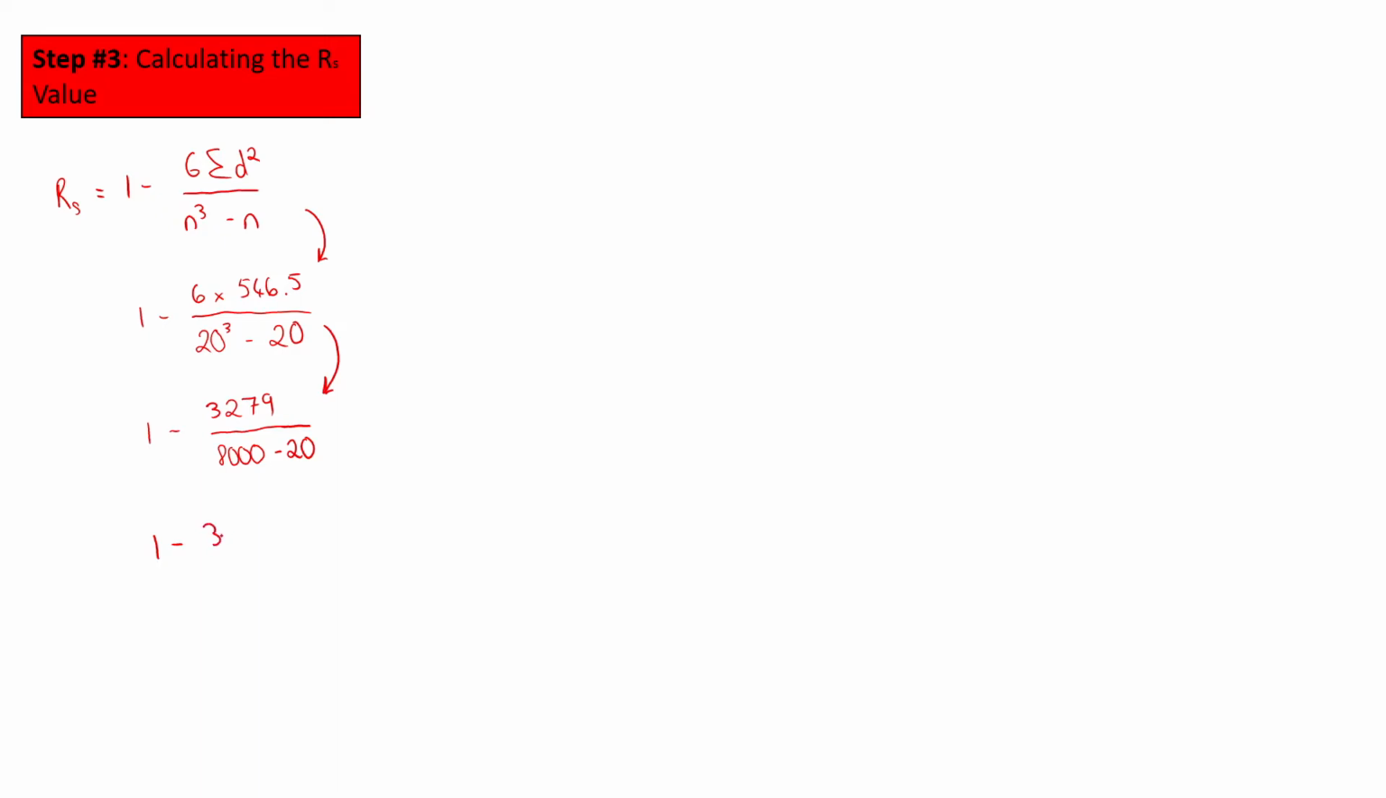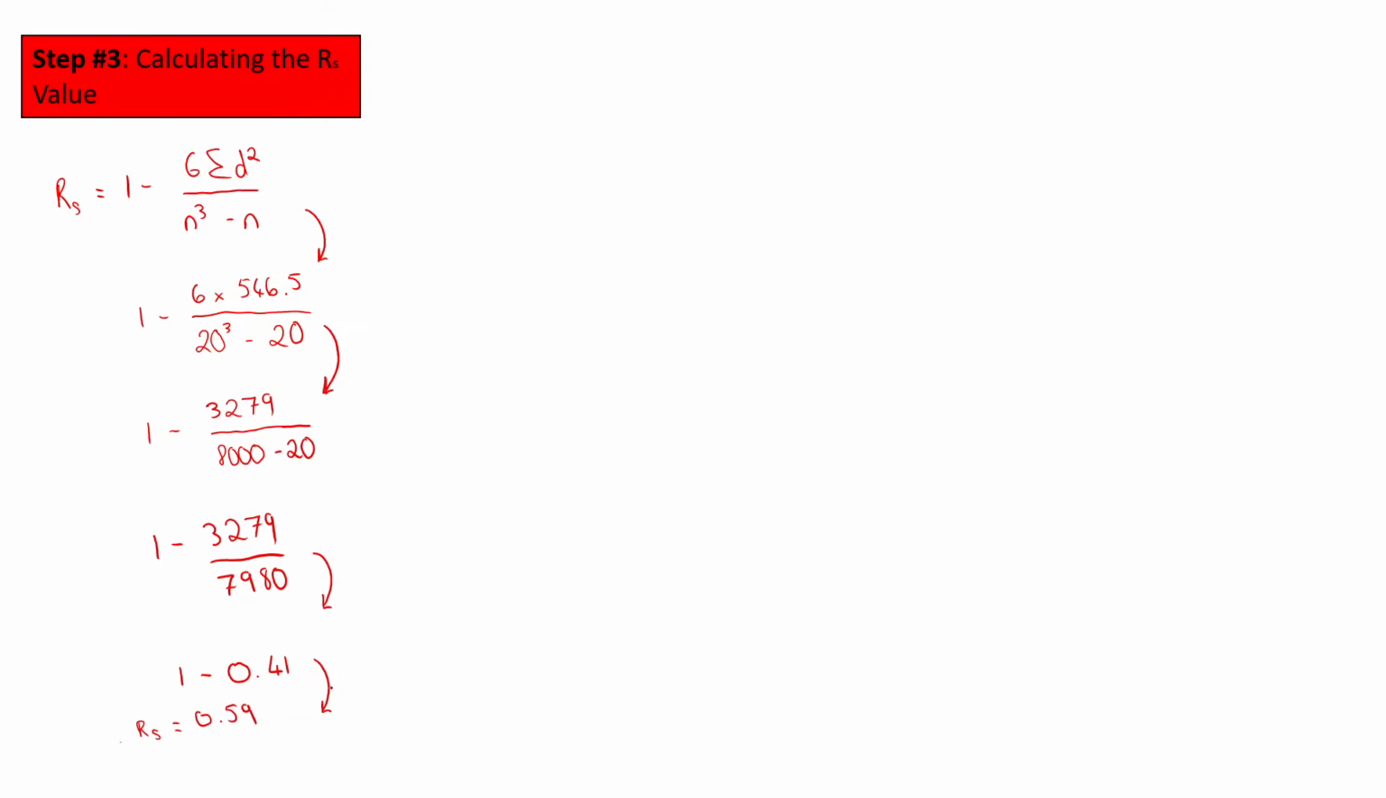So 3,279 divided by 7,980. Then you'd end up with 1 minus 0.41. And then your overall figure, so it'd be RS equals 0.59. So 0.59 is our RS value.